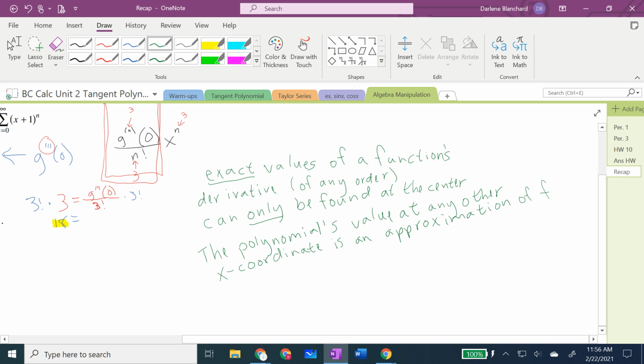So realize that if you are asked to find a third derivative or a fourth derivative or a first or a second derivative, any order derivative, they will be asking you to find it at the center. And if they aren't asking you at the center, you can only approximate for that value. You cannot find the exact value.